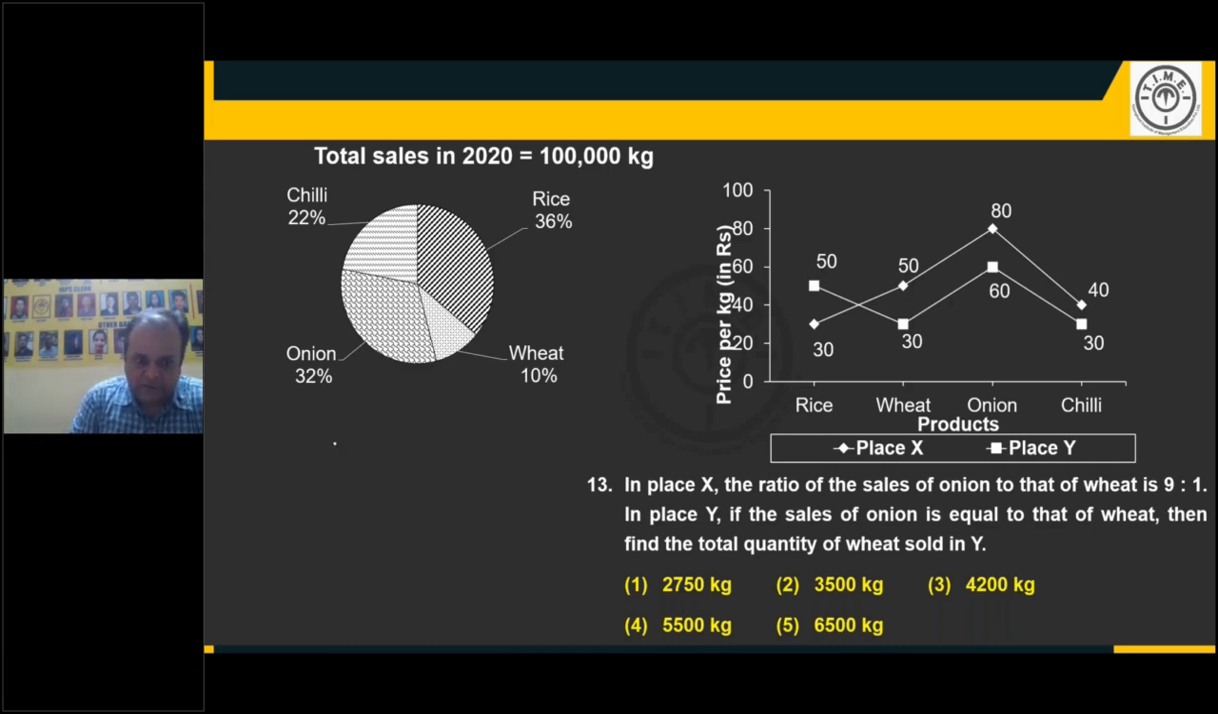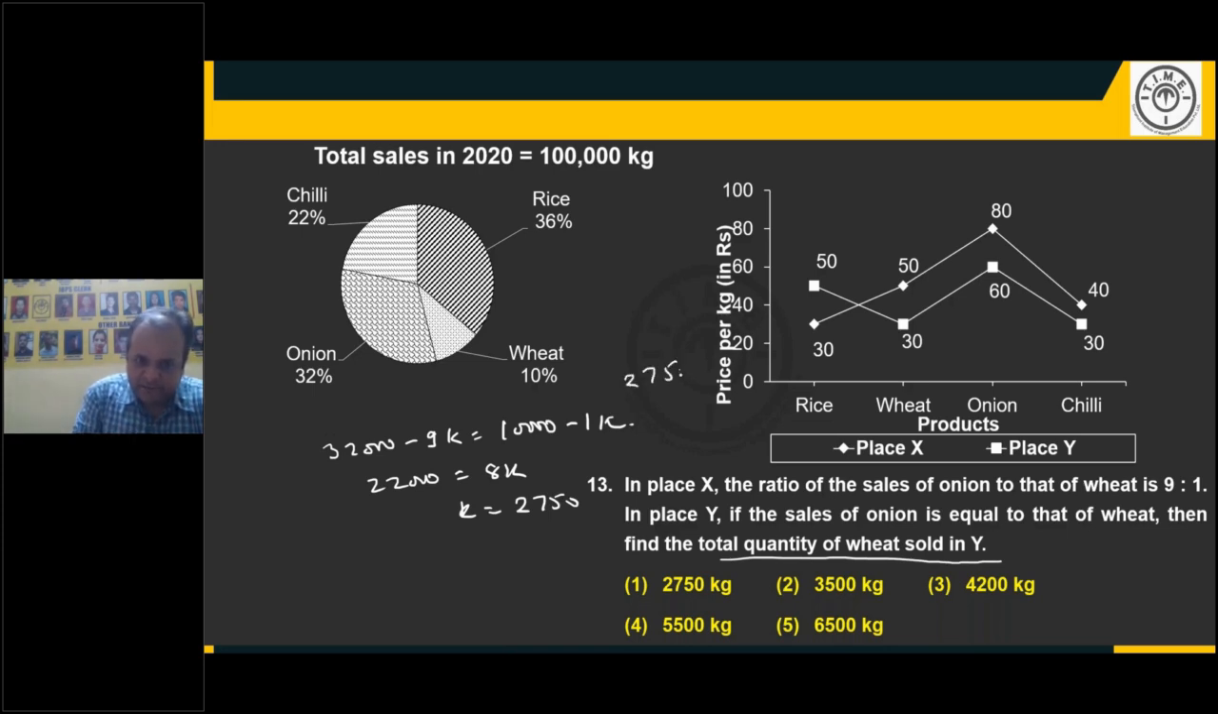Just a second. So our value was 32,000 minus 9K, and this was 10,000 minus 1K. So 22,000 was 8K and K was 2750. We have been asked to find the total quantity of wheat sold in Y. All right. So wheat sold in Y, K is 2750. Yeah, so the wheat sold in Y was 10,000 minus K. So the answer should be 10,000 minus 2750.